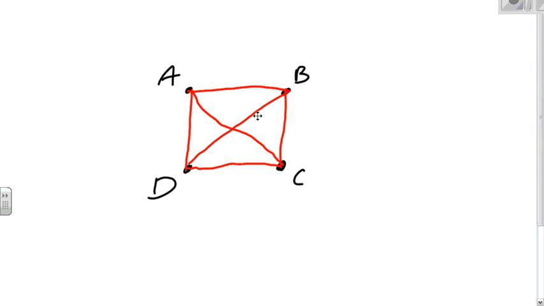Now, since there's nothing in between, AC is a line and BD is a line. The drawing can be misleading because it looks like they intersect here. But remember, there's nothing in between. They can't intersect because there's nothing there. There's no point where they can intersect. So AC and BD do not intersect.